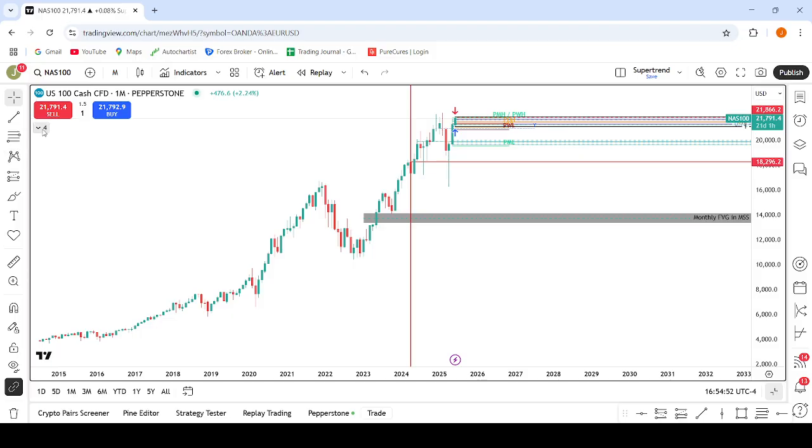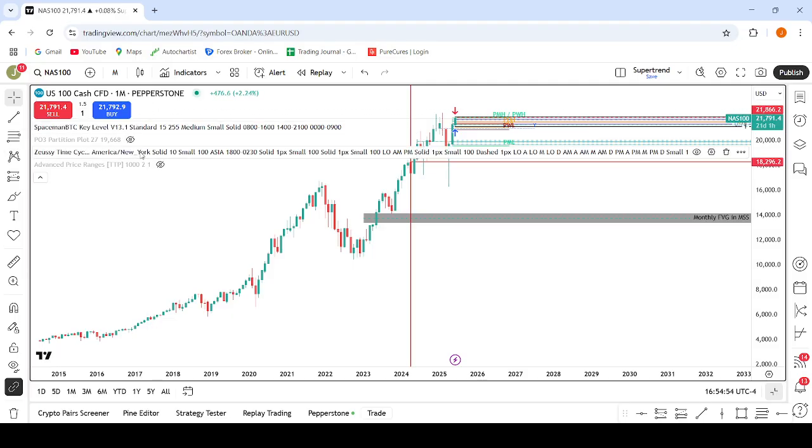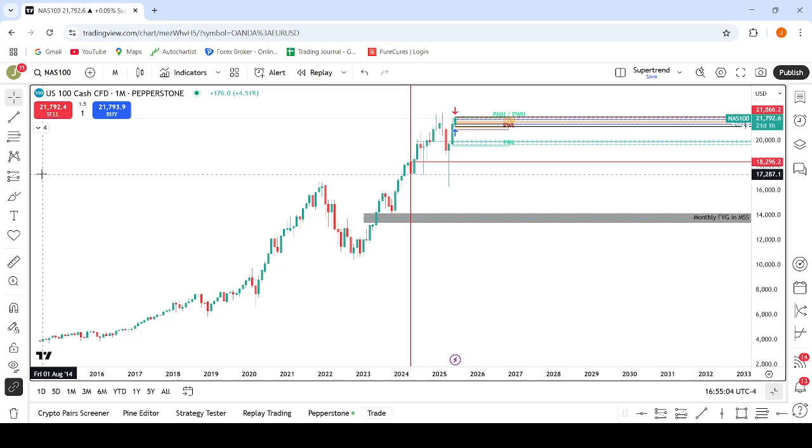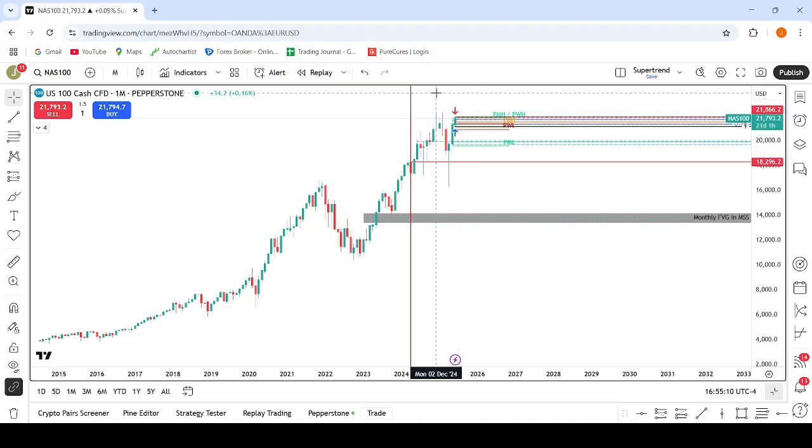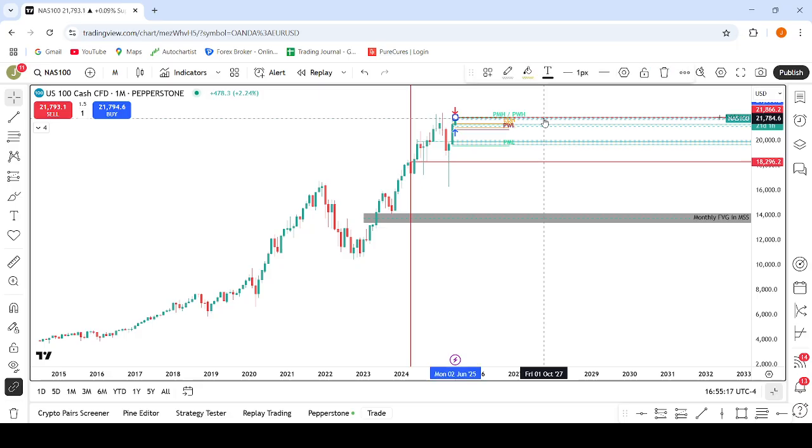I'm actually going to start all over again. I'm going to just remove some of these indicators that I've got on here. So that should be gone. I won't remove all of them. I don't want to remove all of them. I don't know what's wrong with that. It feels like a lot.